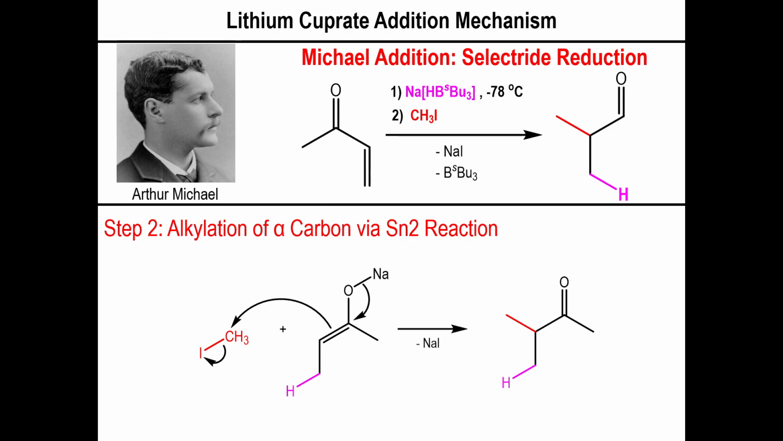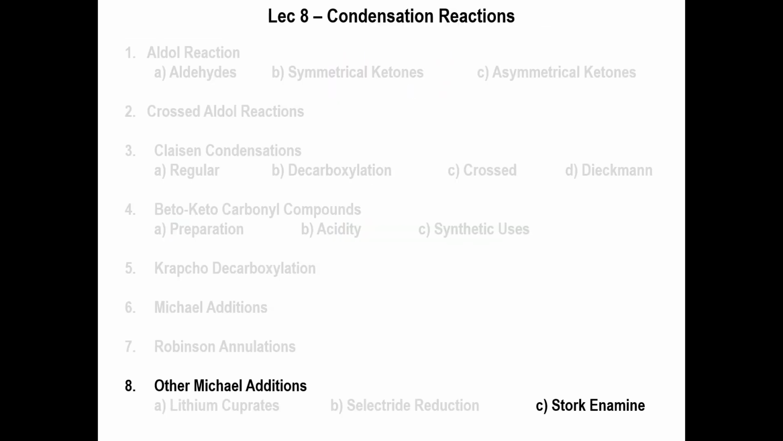Okay, and then the last derivative, which bears its own name, is called the Stork enamine synthesis. This is named after Gilbert Stork, who pioneered this type of synthesis. We've talked a little bit about the type of chemistry that's going to go on here, so this may seem like a bit of a repeat, but where it's going to differ is that we will introduce the use of enamines as nucleophiles for addition onto enones.